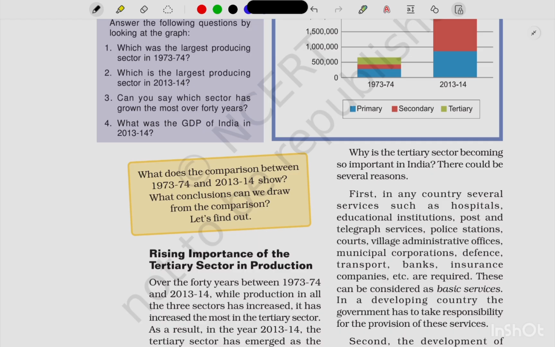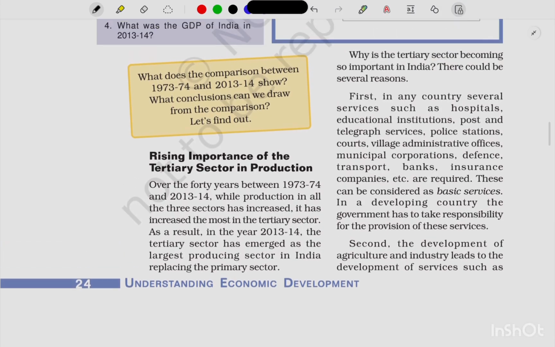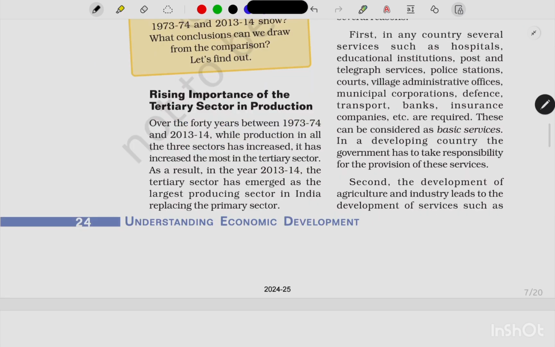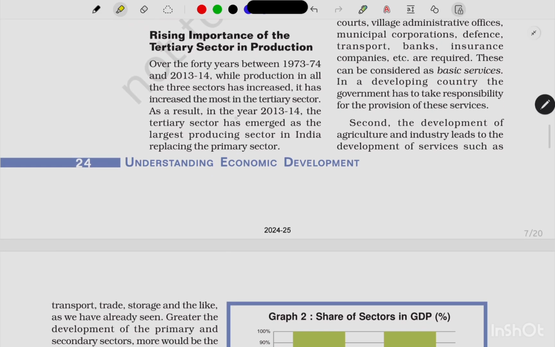What does the comparison between 1973 to 74 and 2013 to 14 show? What conclusions can we draw from this comparison? Let's find out. Rising importance of the tertiary sector in production. So over the 40 years between 1973 to 74 and 2013, while production in all three sectors has increased, it has increased the most in the tertiary sector. As a result, in the year 2013 to 14, the tertiary sector has emerged as the largest producing sector in India, replacing the primary sector.